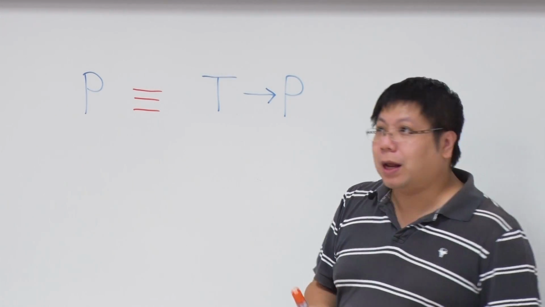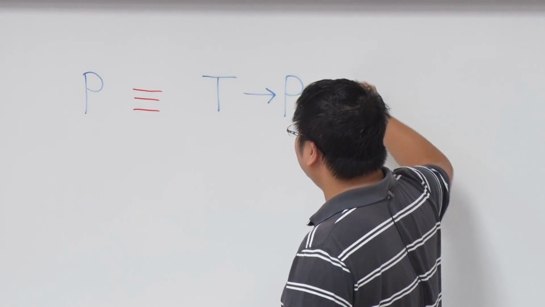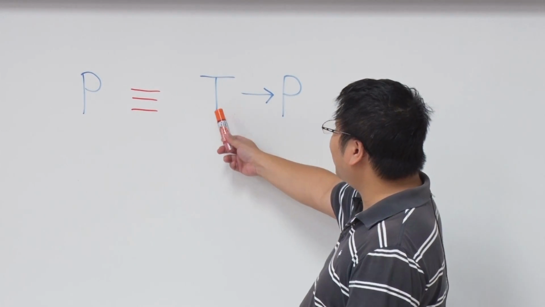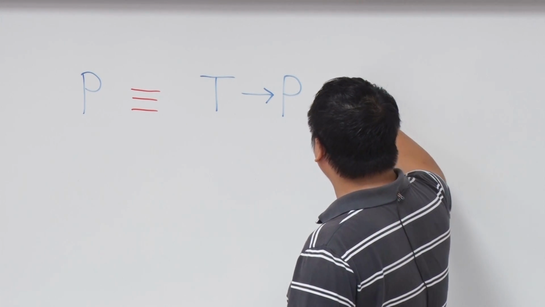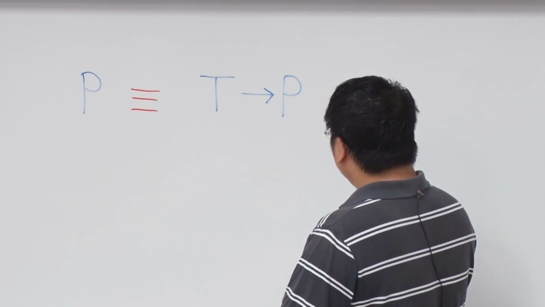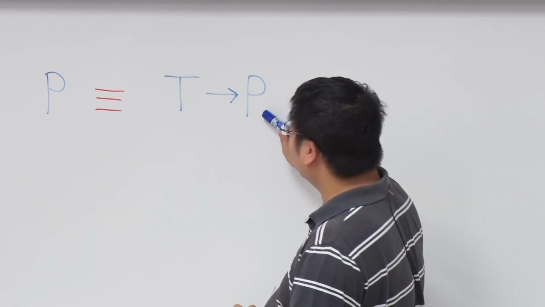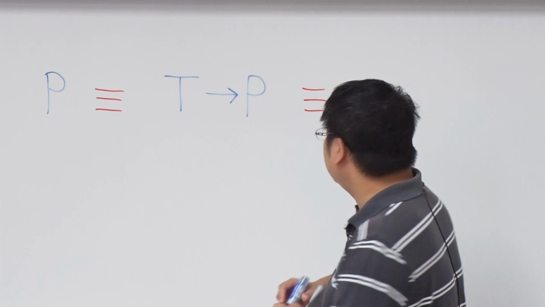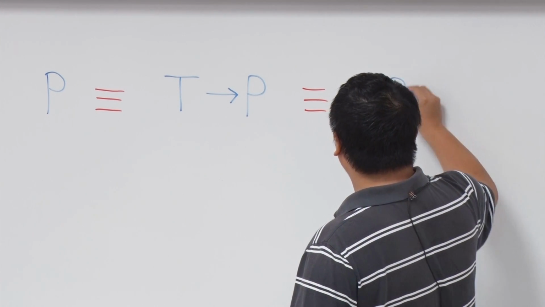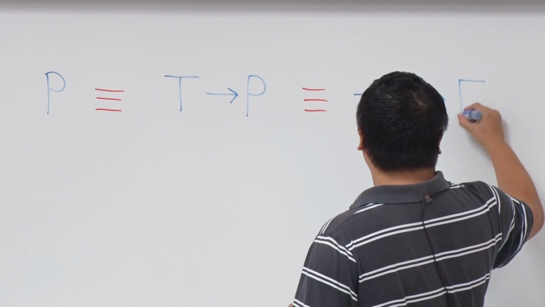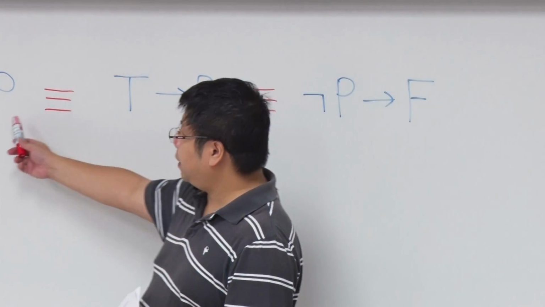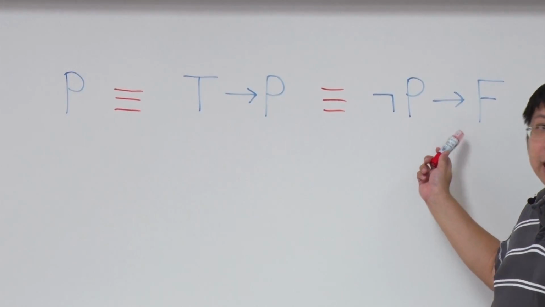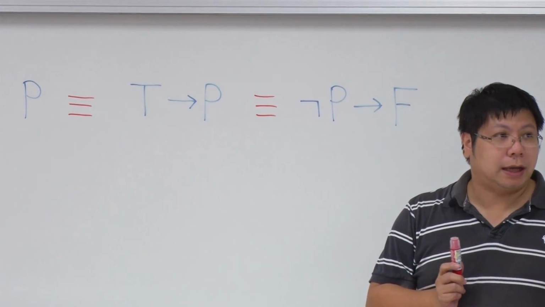But look at what happens if we look at the contraposition of this one. This is of the form something implies something, so it will be equivalent to not P implies not true. Not true, we will use F to represent, false. So that means P and not P implies F are equivalent in all cases.